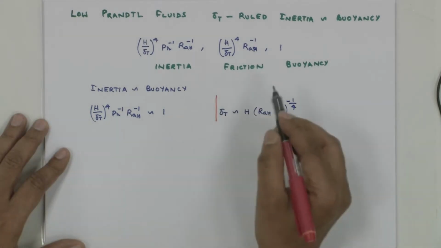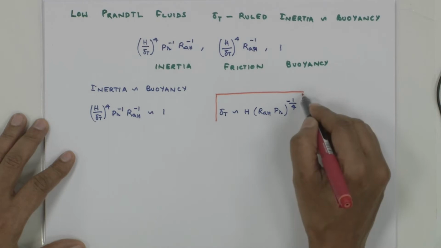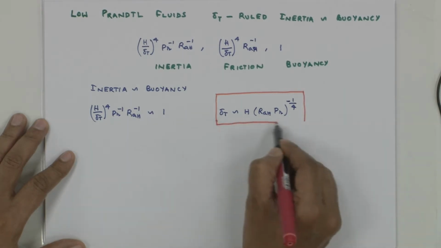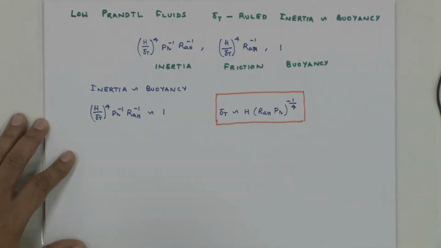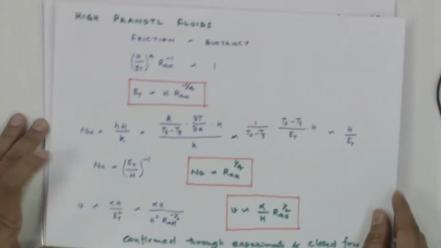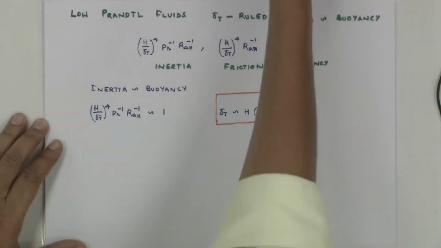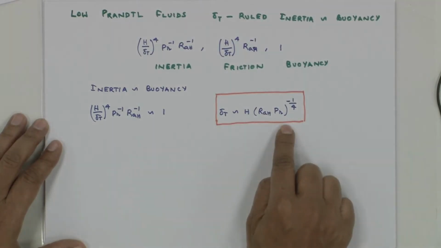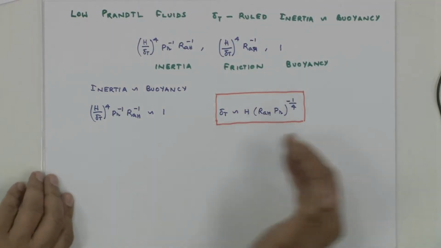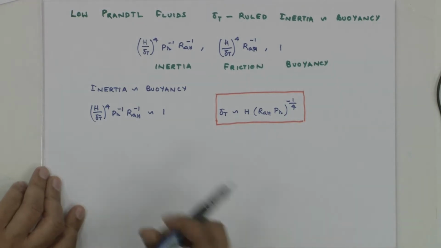Notice that in my earlier expression for delta t, Prandtl was not there; here we have Prandtl. If you notice, for high Prandtl number delta t was just h Rayleigh to the power of minus 1 by 4, but here you have the Prandtl number. Why? Because the Prandtl number is very small, the thermal boundary layer thickness has to come down.